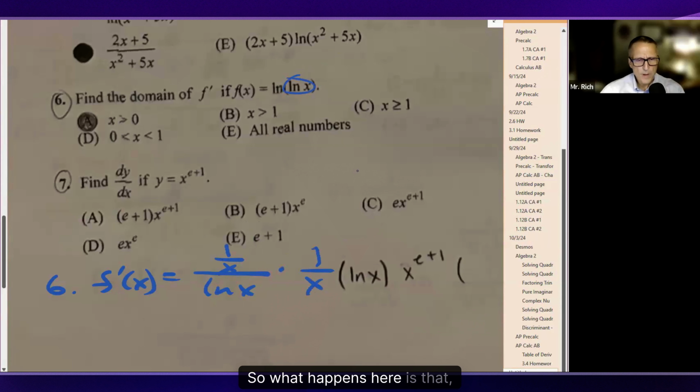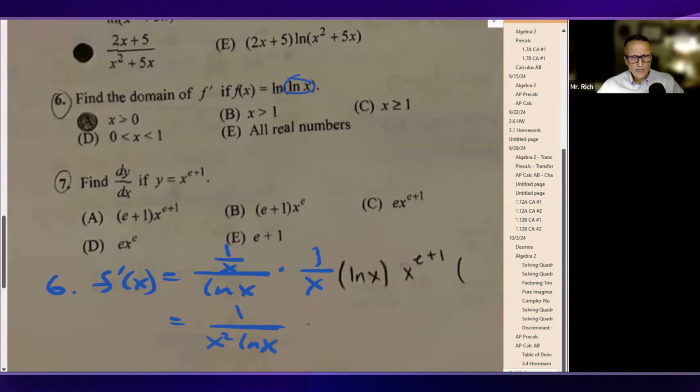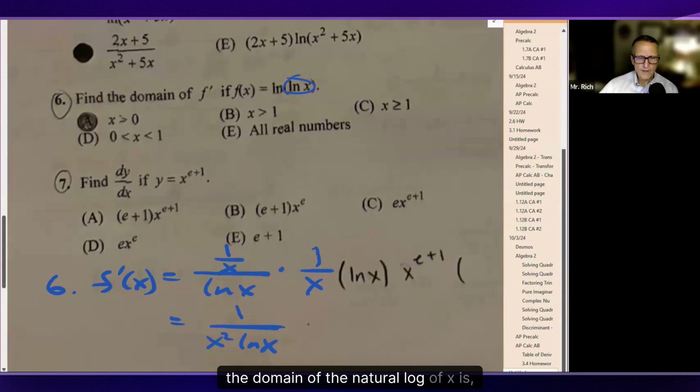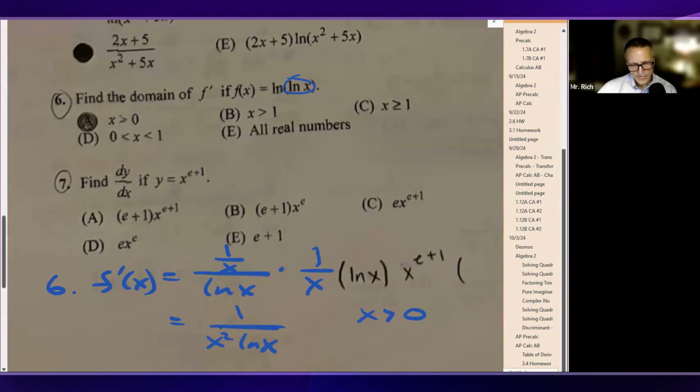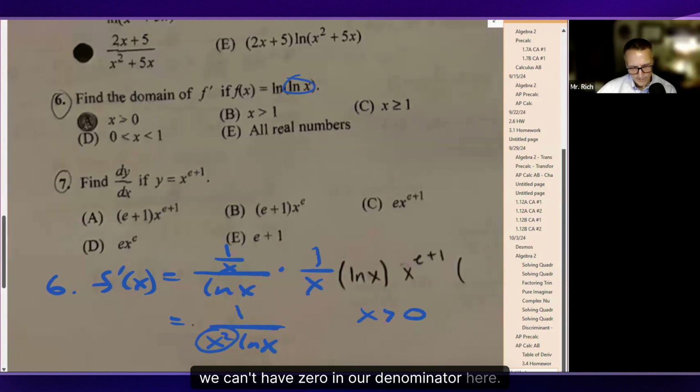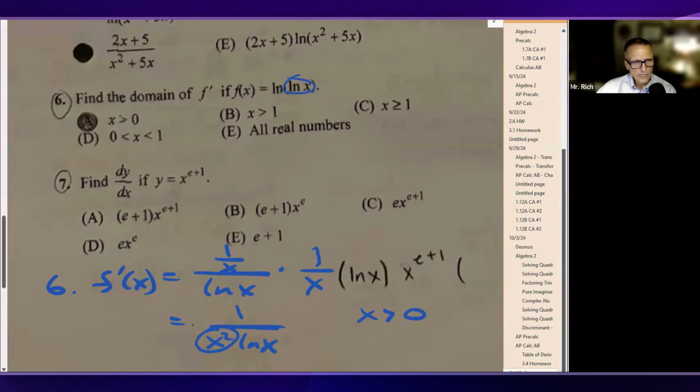So if we multiply this out, what we get is 1 over x squared times the natural log of x. And we're looking for the domain. First of all, the domain of the natural log of x is x greater than 0. And of course, we can't have 0 in our denominator here. So this has to be x greater than 0.